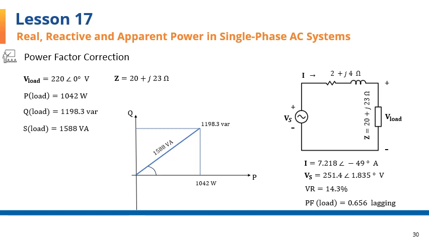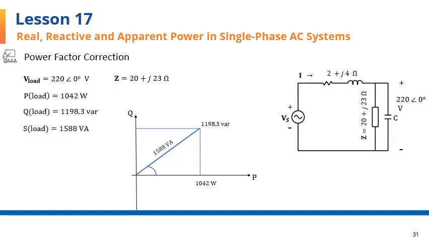Let's assume that we want to raise the power factor from 0.656 lagging to 0.95 lagging. Here is the circuit with the capacitor installed. I'm going to give a value of C to this capacitor, and we'll find that value in a little bit. The real power consumption of the load will not change, of course, in this combination. Once the capacitor is installed, the real power use of the combination would be the same as what it was before, which was 1042 watts.